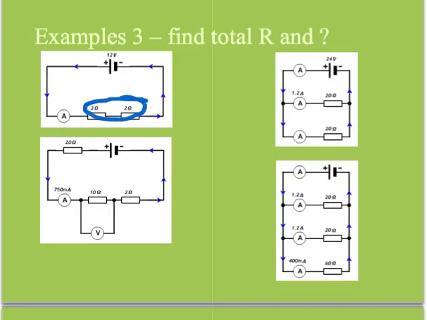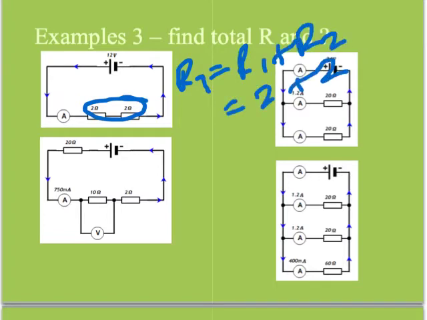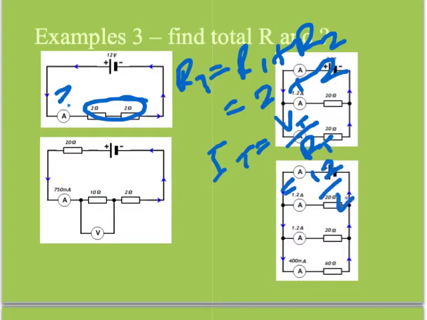Well, these two are in series, so resistance total equals R1 plus R2, so that will just be 2 plus 2. Now in terms of what is the ammeter value there, well, it's just going to be total current is equal to total voltage divided by total resistance from V equals IR. So that will just be 12 divided by 4, so equals 3 amps.